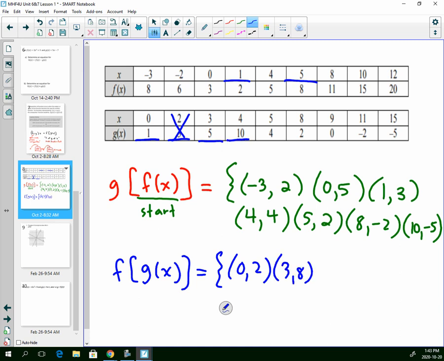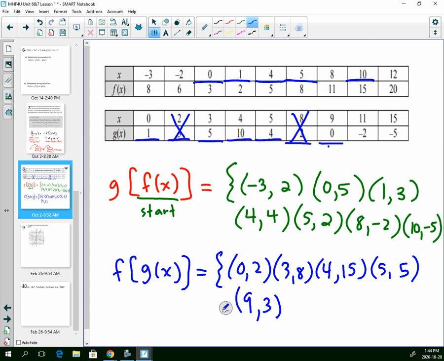4, 10. I see a 10. So starting with 4, ending in 15. 5, 4. I see a 4. So starting with 5, ending in 5. 8, 2. Don't see a 2, so can't use that. 9, 0. I see a 0 here. So starting with 9, ending in 3.